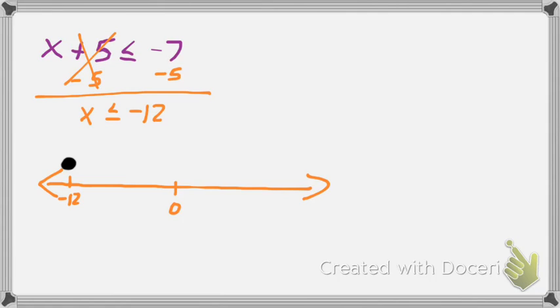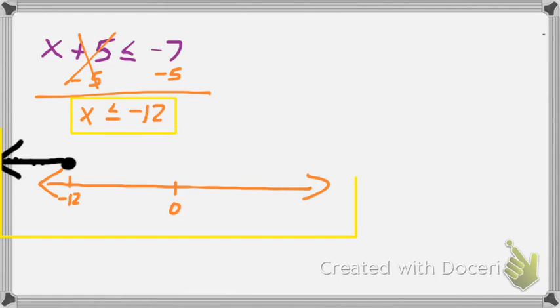And we want the numbers that are less than negative 12. Does that include 0? Is 0 less than negative 12? No, it's bigger than negative 12, so we're going the other direction. Bam. So that picture shows all of the numbers that are less than or equal to negative 12. So that number line with the graph on it is a picture, a graph that shows all of your answers. Let's try again.